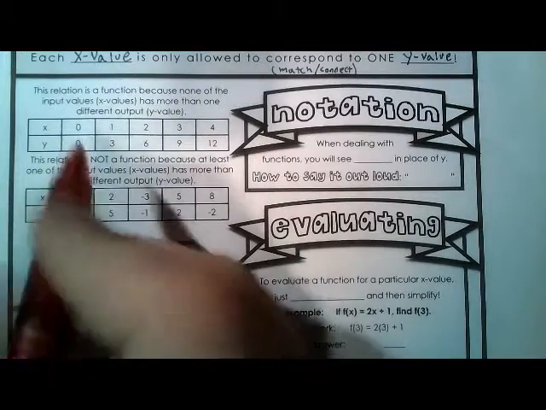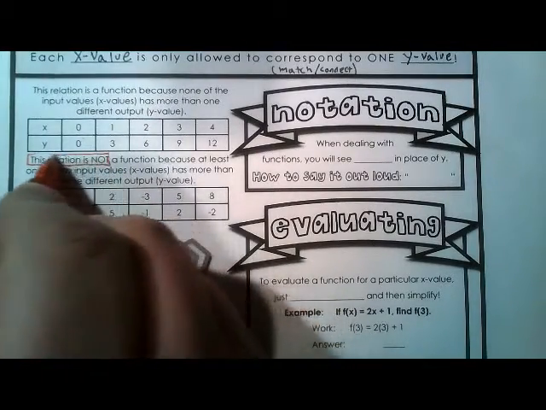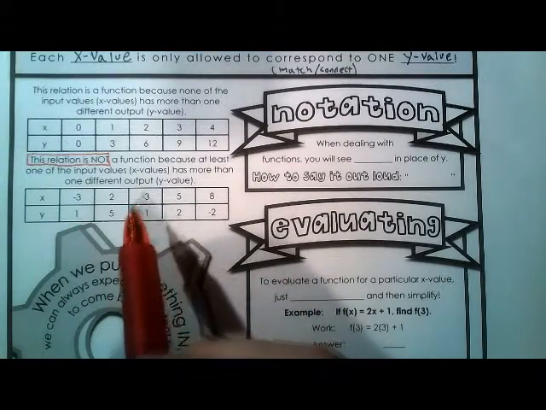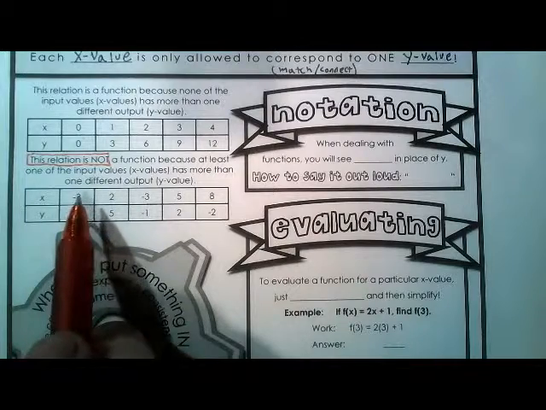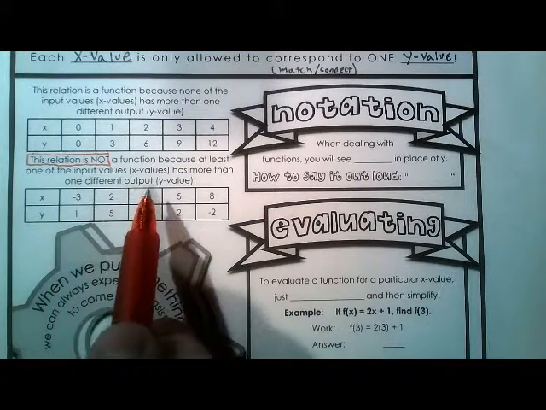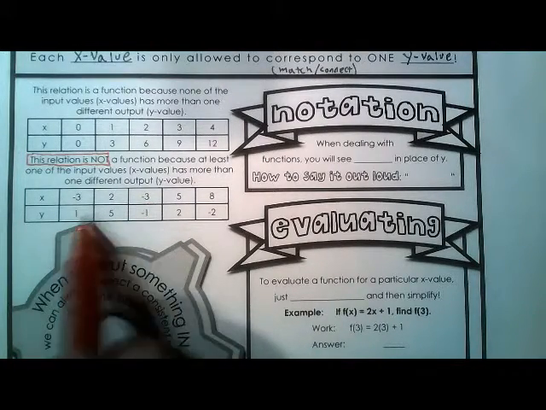So what makes something not a function? This one down here. Okay? So this one's not a function because, take a look at -3. -3 goes to 1, but it also goes to -1. It can't do both. Right?